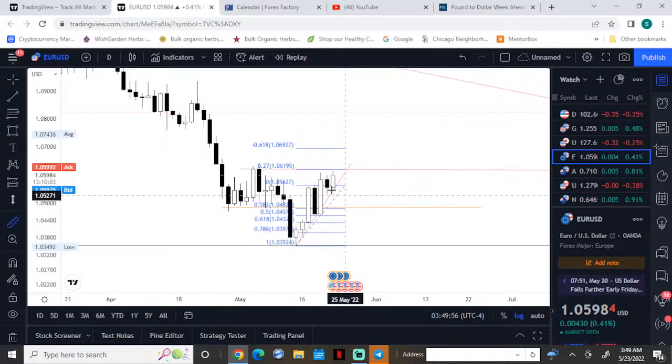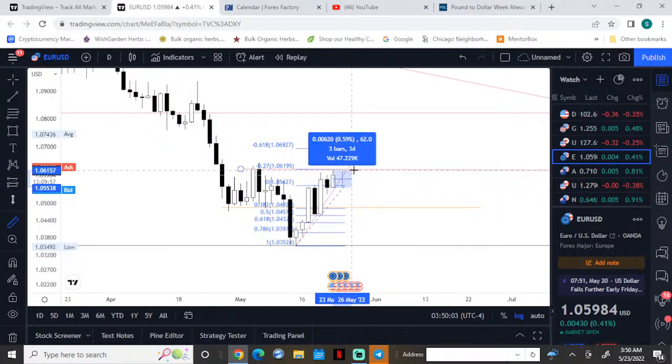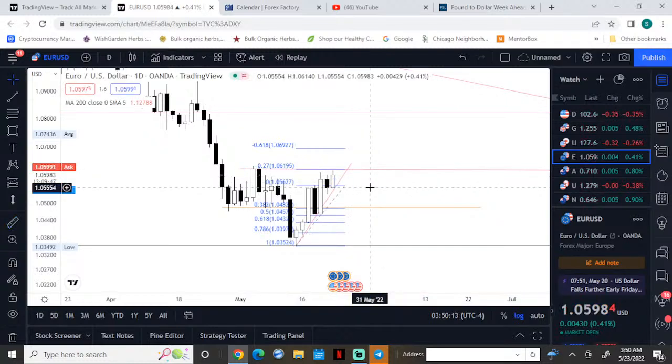Here's our daily candle. So today's May 23rd. EU has bought up 62 pips already since opening. Yesterday, opening was lit. I mean, everything was moving.